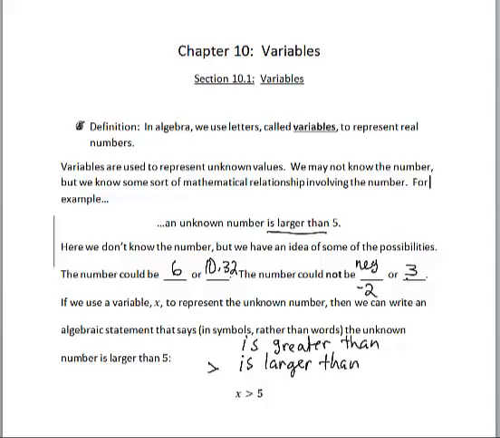Back up here in my blank, I also want to mention another number that is not larger than 5 that would probably be overlooked, is 5 itself. 5 is equal to 5, but 5 is not larger than 5. Okay, and with this inequality that we're using now, to show that 5 is not greater than 5, I can simply write a slash through it.